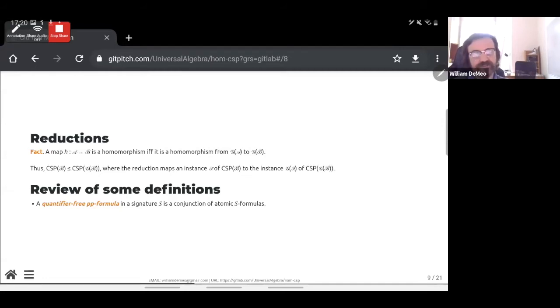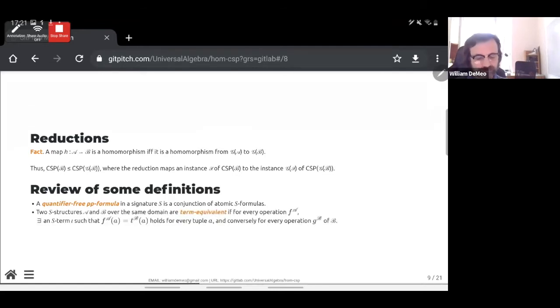Just to review some definitions that we're going to need in the lemmas that we use in our proof. A quantifier-free primitive positive formula in a signature S is just a conjunction of atomic S-formulas. Two S-structures A and B over the same domain are called term equivalent if for every operation of the first structure there exists an S-term such that the operation is equal to that term for every tuple, and conversely, for every operation of the latter structure you can find a term such that the operation is equal to that term. We're going to use this term equivalence in the lemmas I'm about to go through.